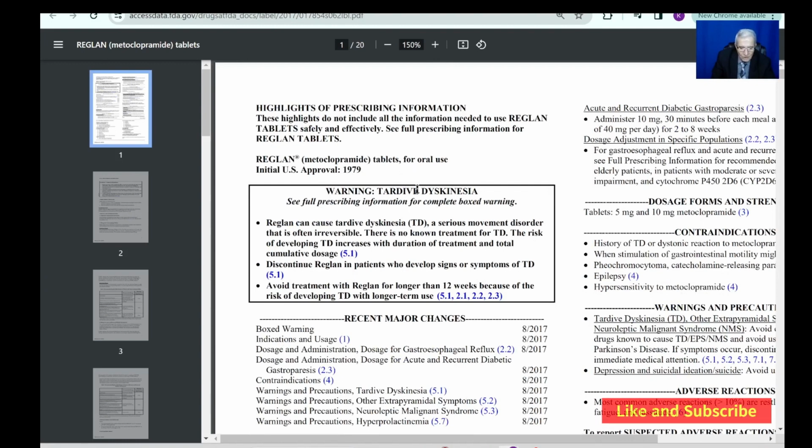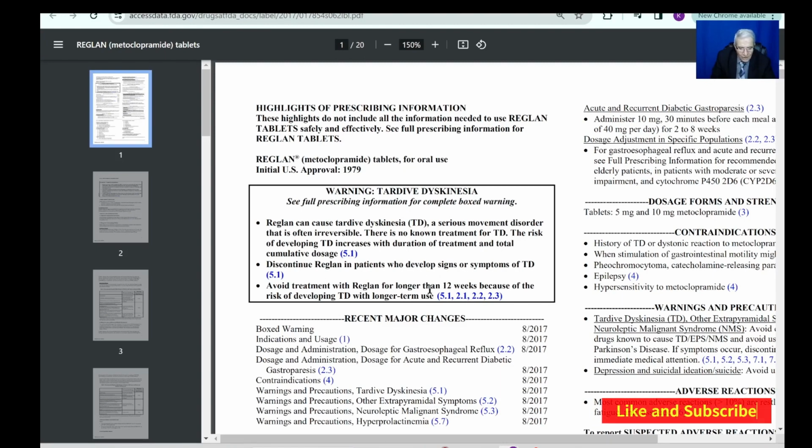A warning of tardive dyskinesia. Okay, this medication may cause tardive dyskinesia, a serious movement disorder, and it is often irreversible. So if you are interested in knowing what tardive dyskinesia is, you can copy this name here and put it on Google or YouTube and learn more about tardive dyskinesia, but this can lead to a type of disability in the person.